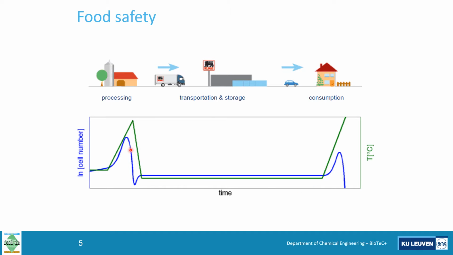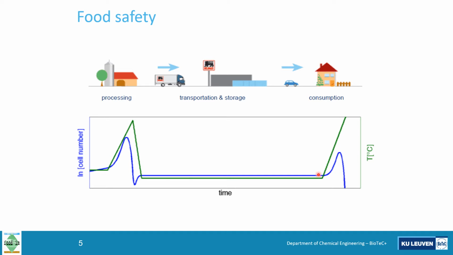Now, if you start in the food processing plant here, there might be in the beginning a certain number of foodborne pathogens present inside the food product. Here they might give it a thermal treatment which kills off a large amount of the bacteria or microorganisms. Then they try to keep the temperature low during transportation, during storage, and when at home you of course try to do the same in your fridge.